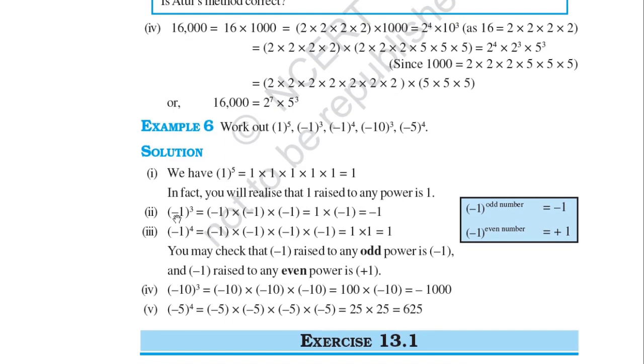So here, minus 1 to the power 3. It is negative, so it is an odd power, so it will be negative. You can see you get negative. So here is a note.